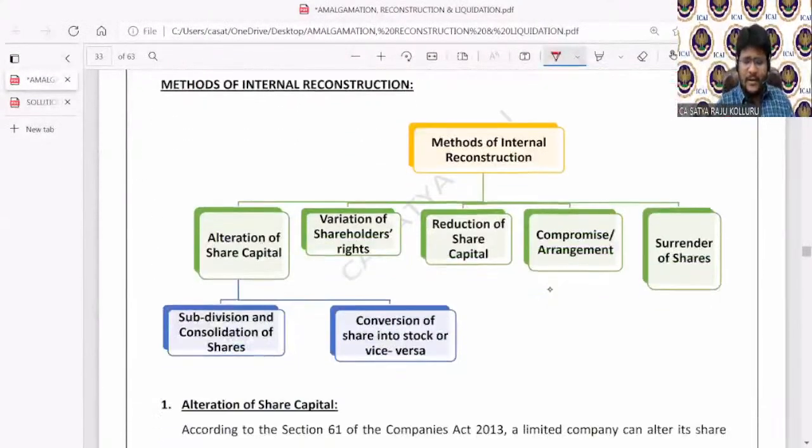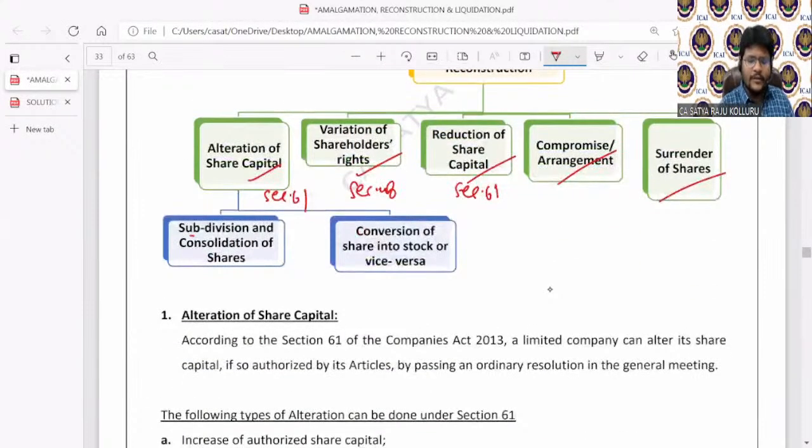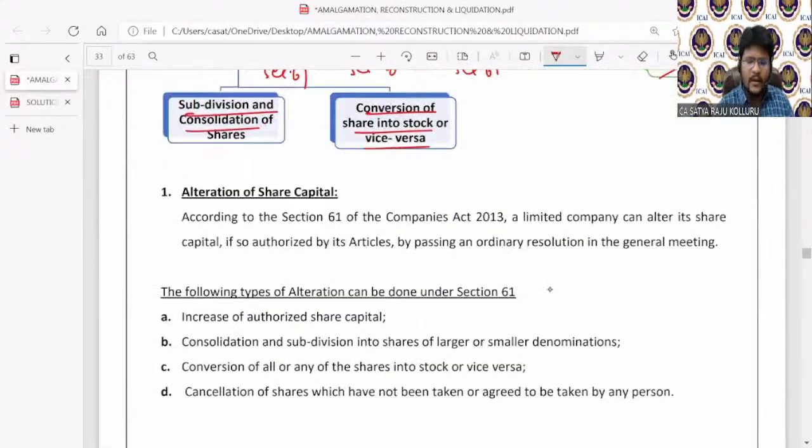Methods of internal reconstruction: alteration of share capital, variation of shareholders' rights, reduction of share capital, compromise or arrangement, surrender of shares. Alteration of share capital is section 61. Variation of shareholders' rights, section 48. Reduction of share capital, section 66, we've seen. In case of alteration, subdivision and consolidation occur, and conversion of shares into stock or vice versa occurs. Am I right? So alteration of share capital is discussed in section 61.